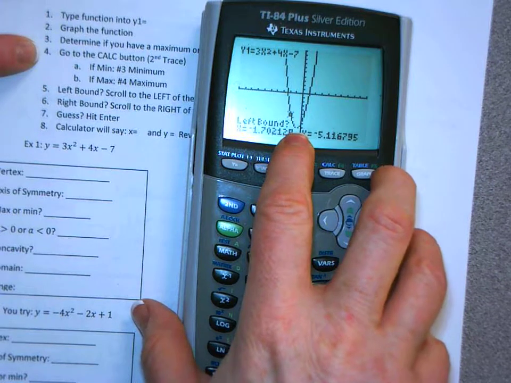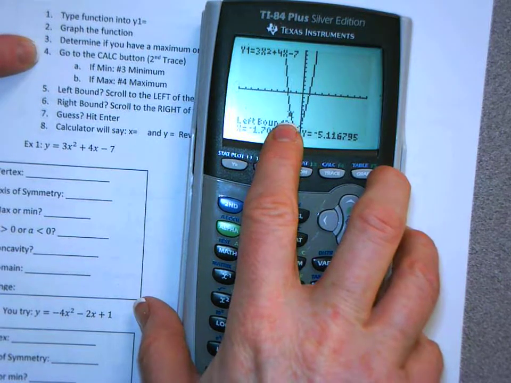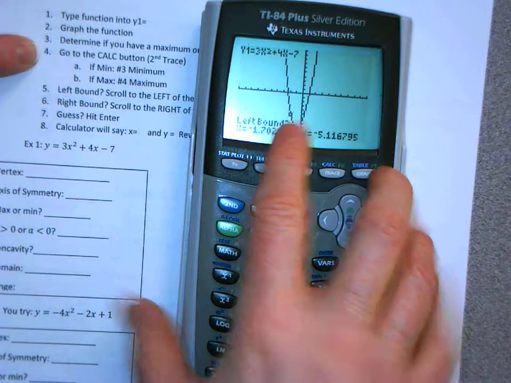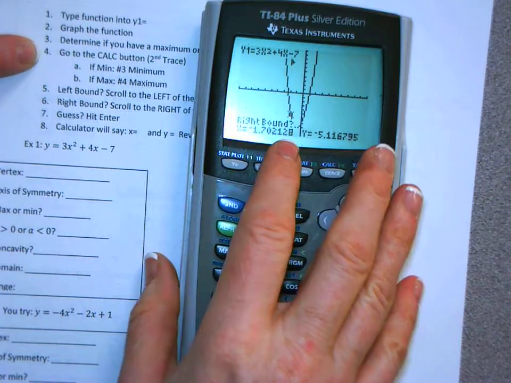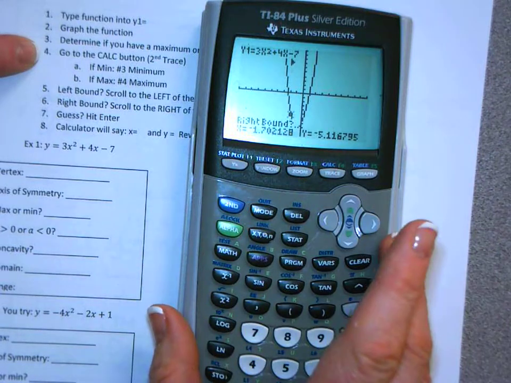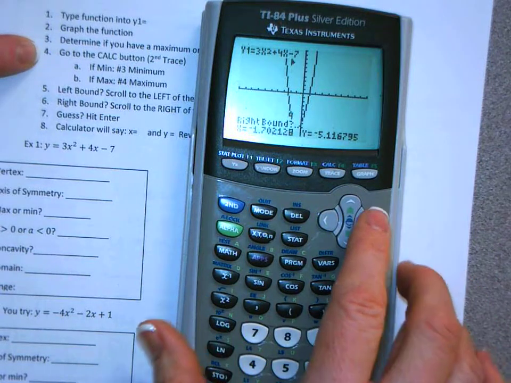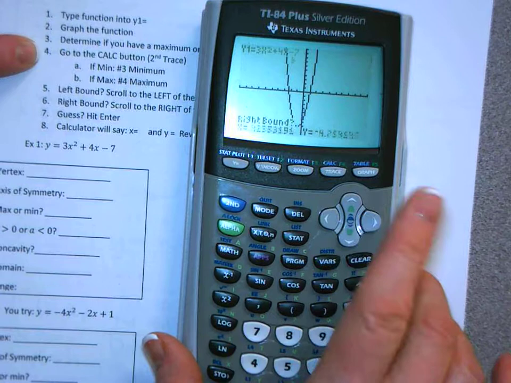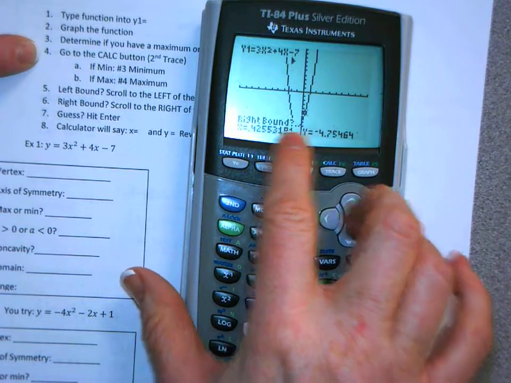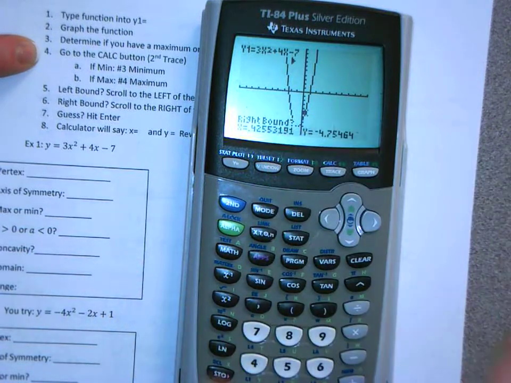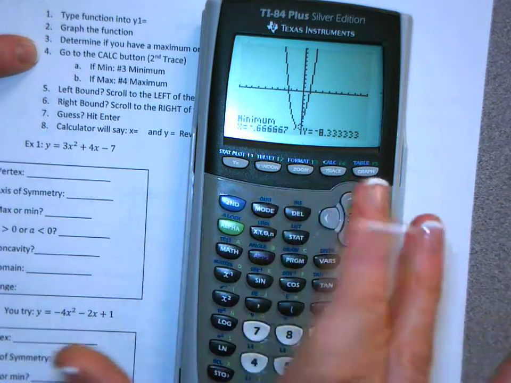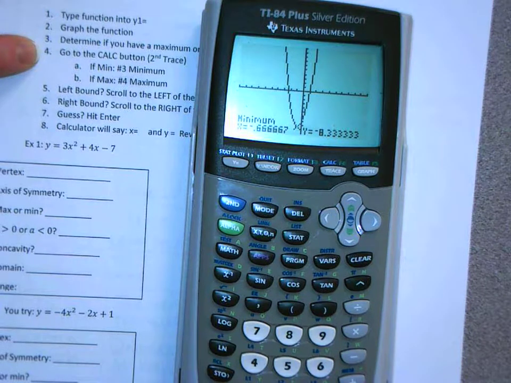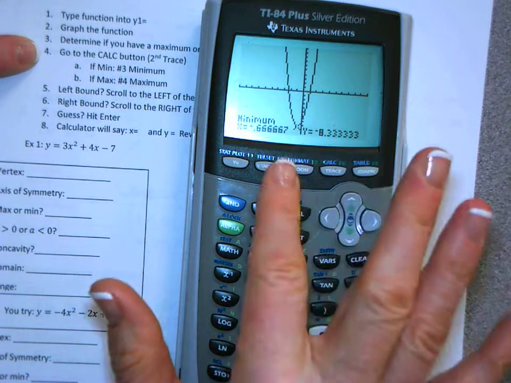I hope you can see that the vertex is here, and I have moved the cursor to the left of it, and I'm going to hit enter. Then it says, Mr. Kraft, can you give me the right bound? Such a nice calculator. I'm going to move the right cursor until I am clearly to the right of this vertex, and I hit enter. Then it says give me a guess, so I hit enter again. So it's left bound, enter, right bound, enter, enter.